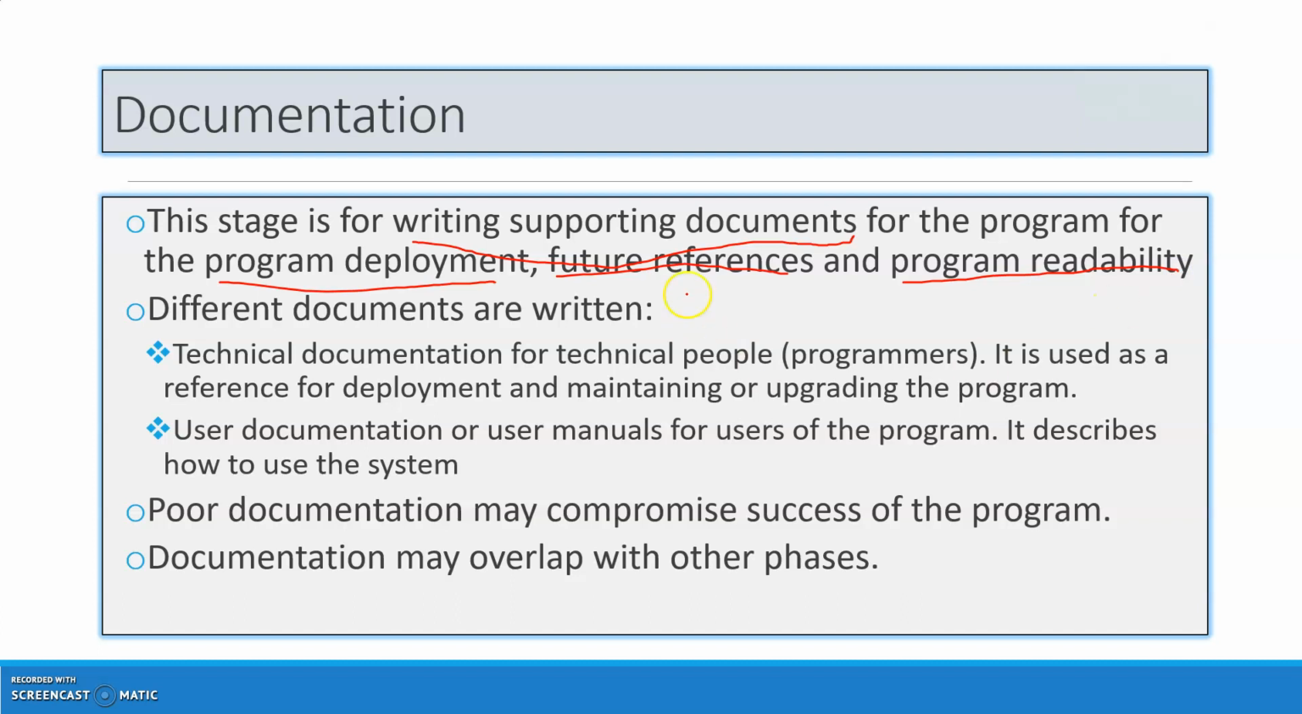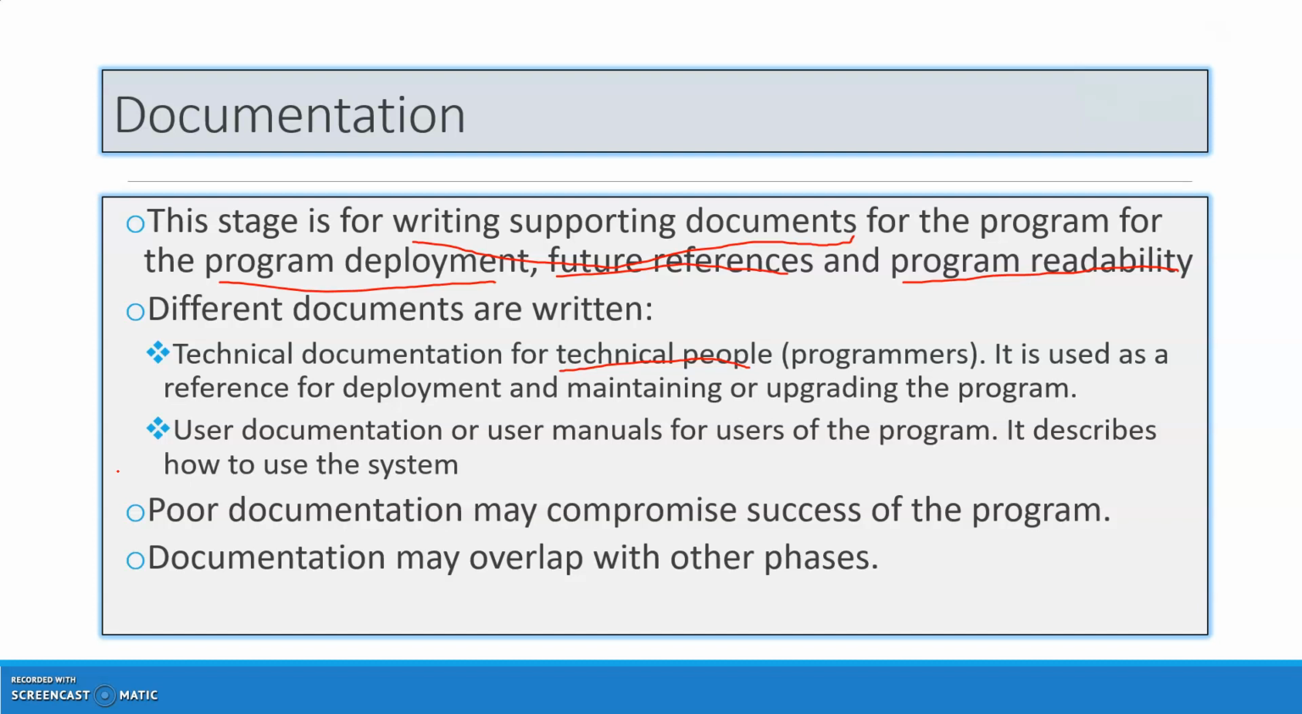So different documents are written. We have technical documents for technical people. They use these ones as a reference for deployment, a reference for maintaining the program or upgrading the program. When you want to upgrade or to address new requirements, you use these documents to see how the program was done or was developed and how you can modify that.